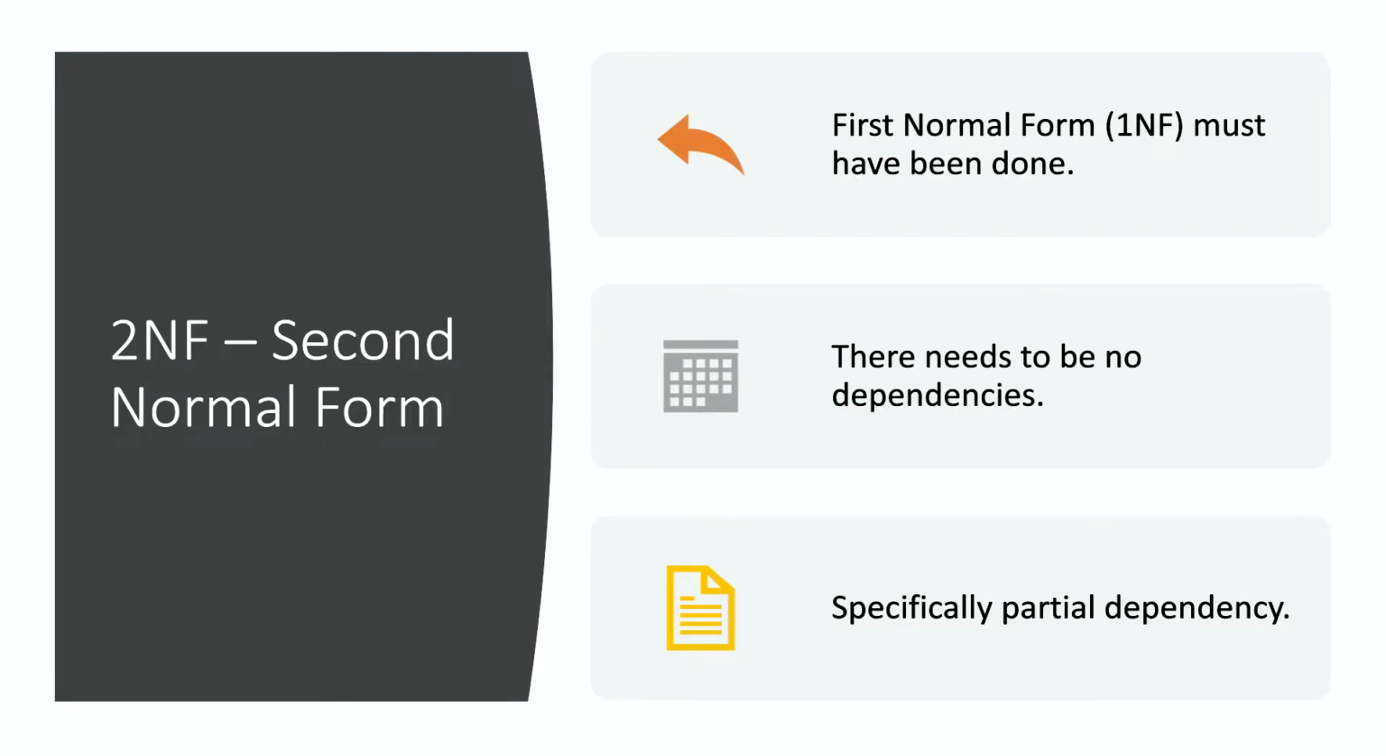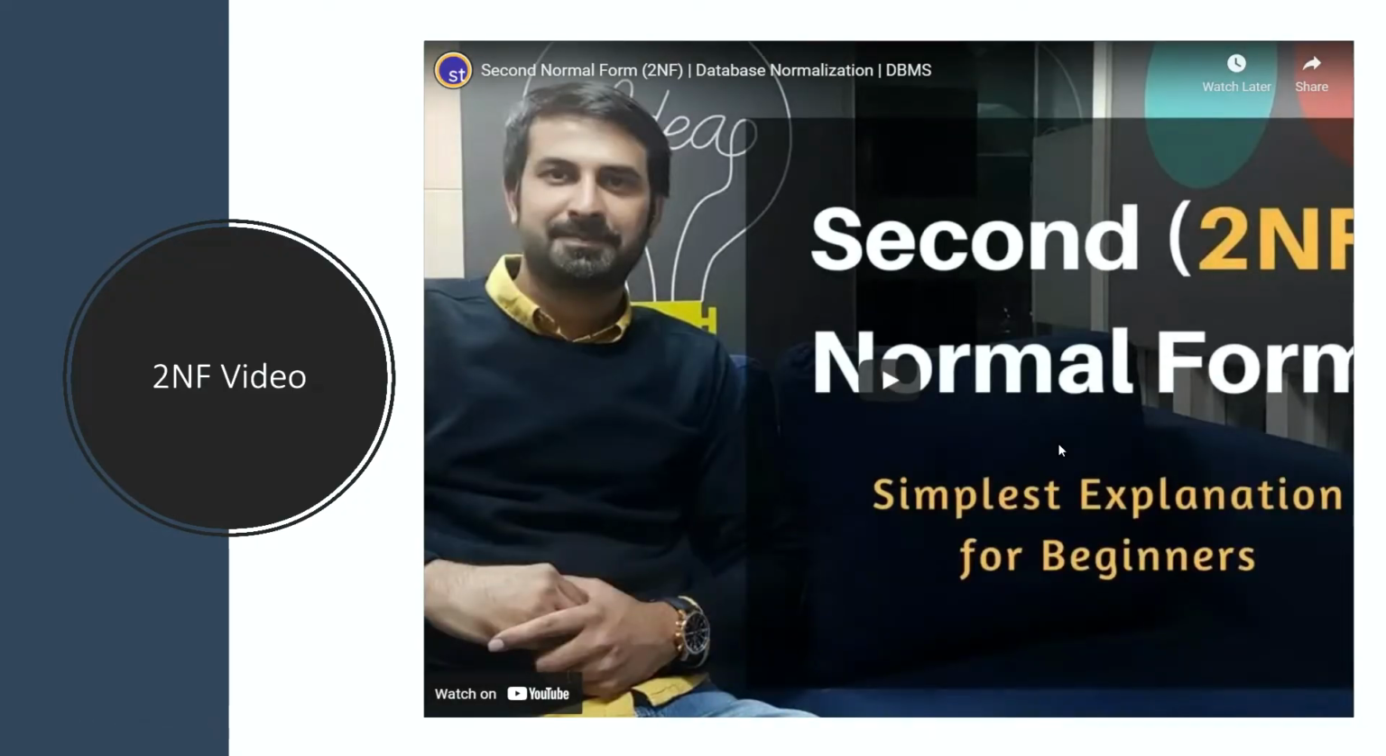Second normal form, first normal form must have been done before doing this one. There needs to be no dependencies, specifically partial dependency. Again, the video will go and explain all of that.